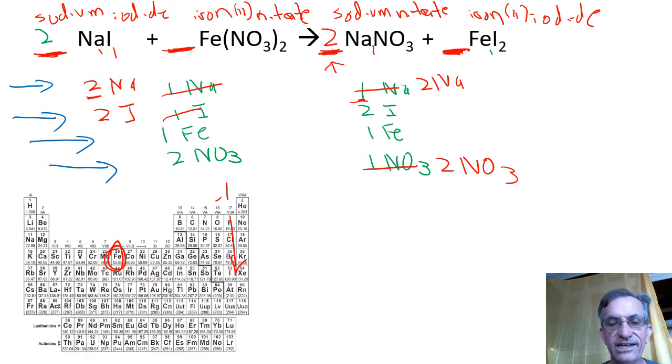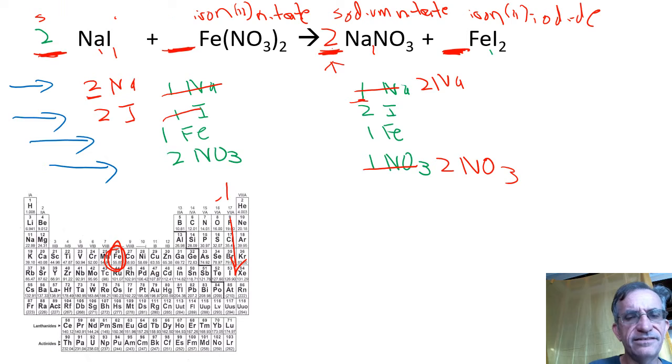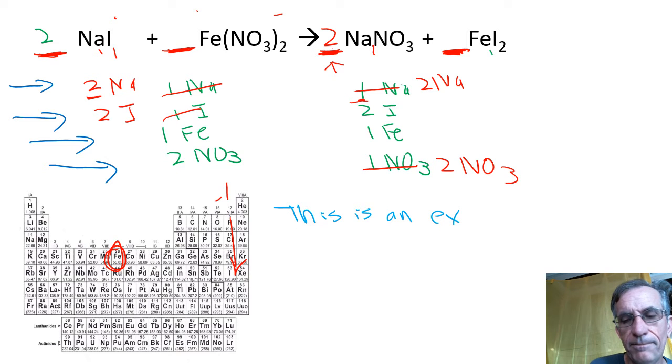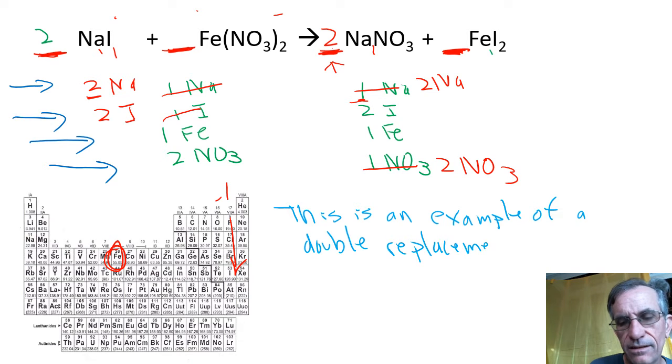All right, so as we learn about balancing, we also are learning about kinds of reactions. So again, let me erase a little bit of this, and let's talk about the kind of reaction this is. So let me go down here. This is an example of a, let's call that double replacement reaction. A double replacement reaction.